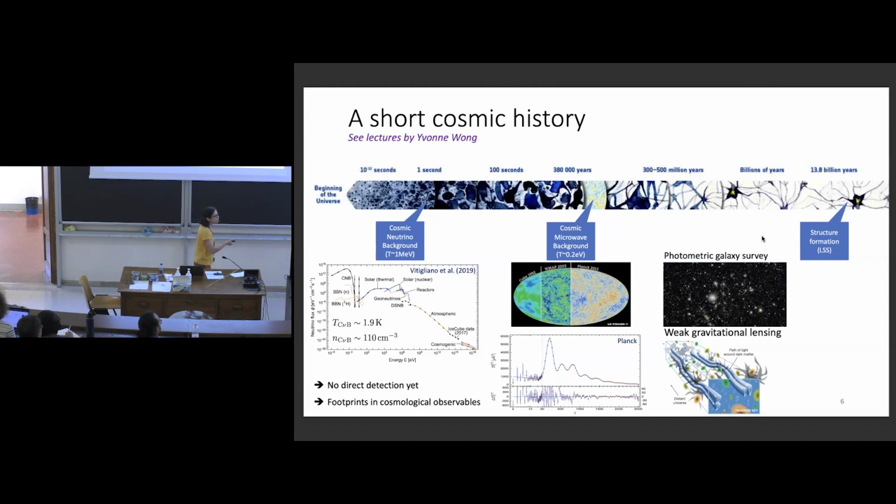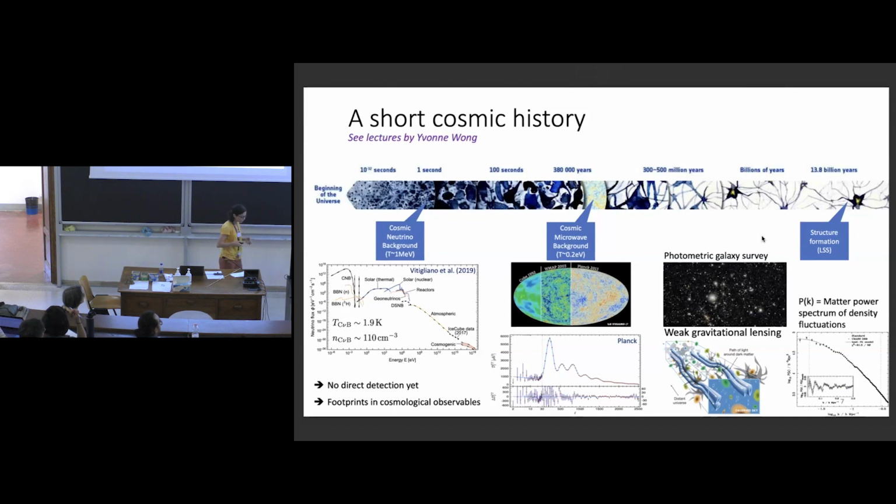And looking at the shape of the galaxies, what you can do is look for the weak gravitational lensing, so basically the statistical distortion of the shape of the galaxies due to the intervening matter field between the background galaxies and us. And with all this different information, what you can do is a two-point correlation function, and then you do a Fourier transform, and you extract the matter power spectrum of density fluctuations.